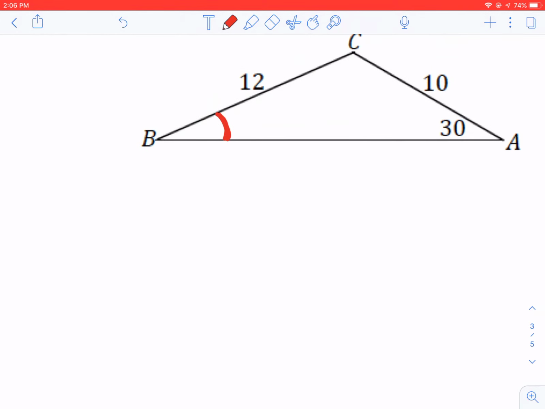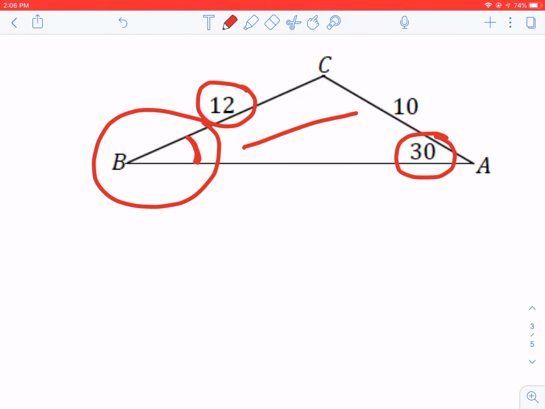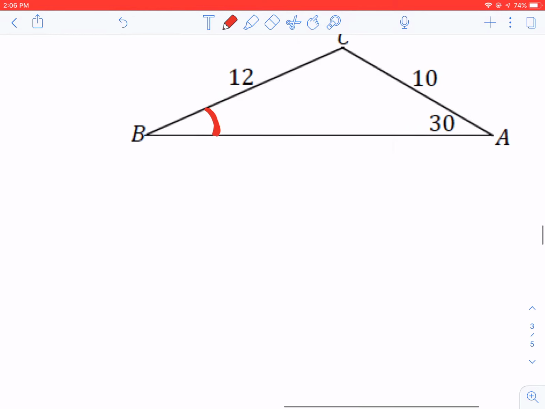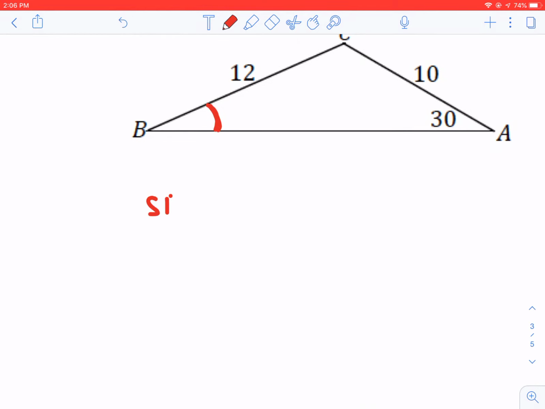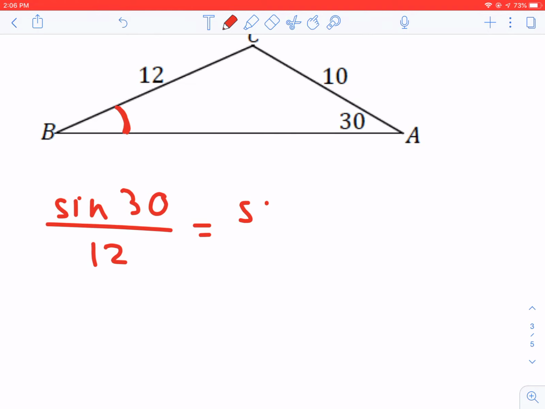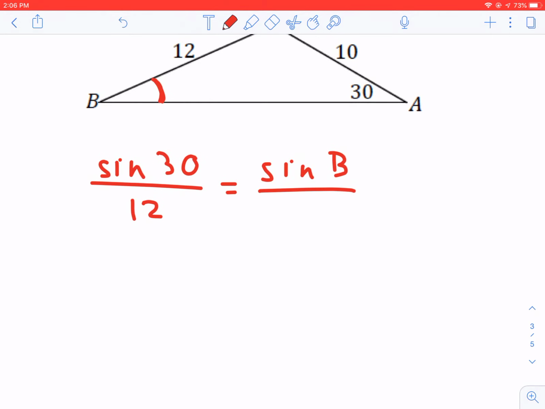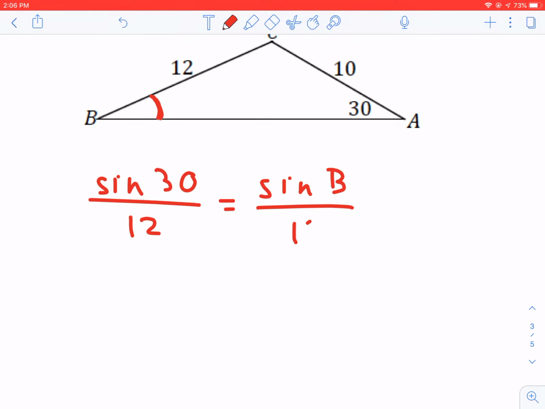So setting up our law of sines, we have this angle and its opposite. We're looking for this angle, and we also have its opposite. So we're just going to be doing sine of 30 over the length opposite the 30 degree angle, 12, is equal to sine of B over the side opposite angle B, which is 10.